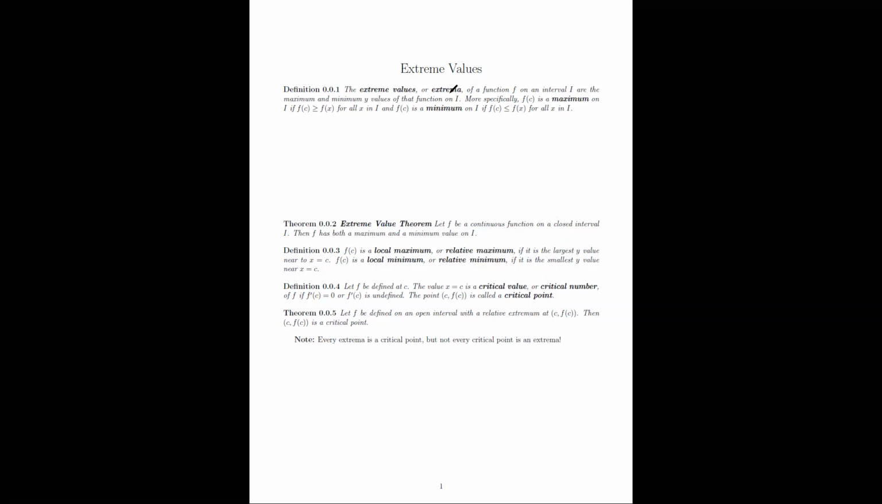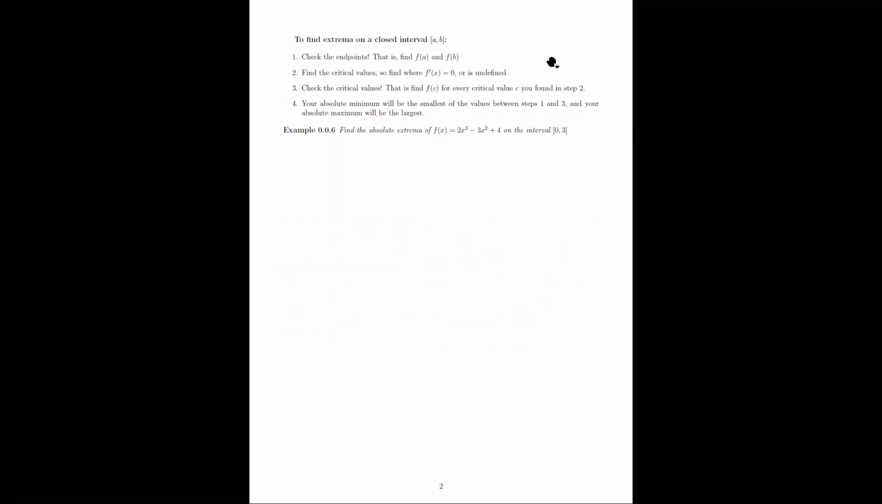Well, the way that we do this is that we want to take a look both at our critical points and, if we're on a closed interval, our endpoints. In particular, we're just going to be talking about this with closed intervals. So what do we want to do? We want to check our endpoints. Then we want to find our critical values and check those. Our absolute minimum will be the smallest of those y values that we found, and our absolute maximum will be the largest of the y values that we found.